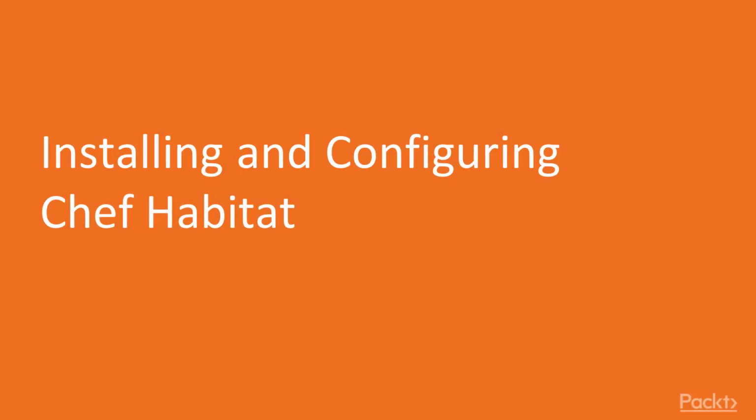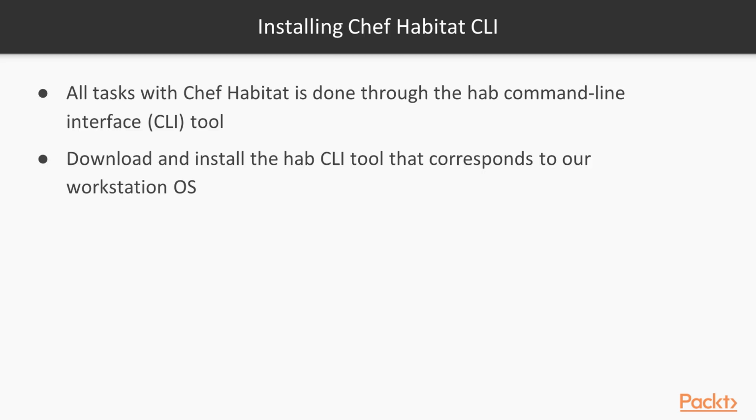In this video, we will start with installing and configuring Chef Habitat. We will be working with Chef Habitat using its CLI tool called Hab. We will install the Hab CLI tool on our Chef Workstation. Like always, we will download the software of Hab CLI tool that corresponds to our Chef Workstation's operating system. We have Ubuntu operating system on our Chef Workstation, so we would use the appropriate flavor of Hab CLI tool.